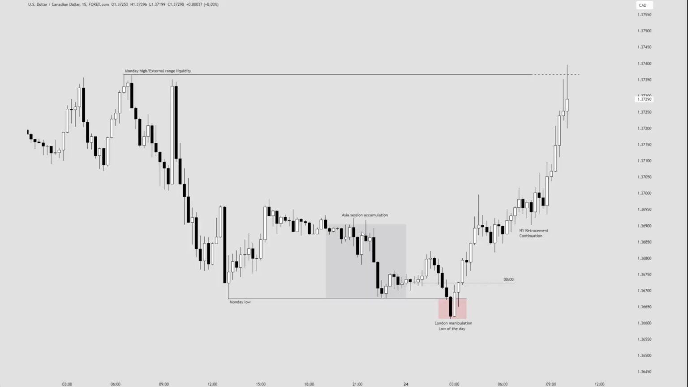But how does the schematic translate towards real life price action? We can see that during Asia we had this accumulation, and after the midnight open price was established, we had a slight upwards move and we manipulated down, taking out Monday low. This was actually the low of the day, and we can say that this was the London manipulation. After the manipulation took place, we had a big expansion move during the course of the day and during the New York session as well, towards our draw on liquidity.